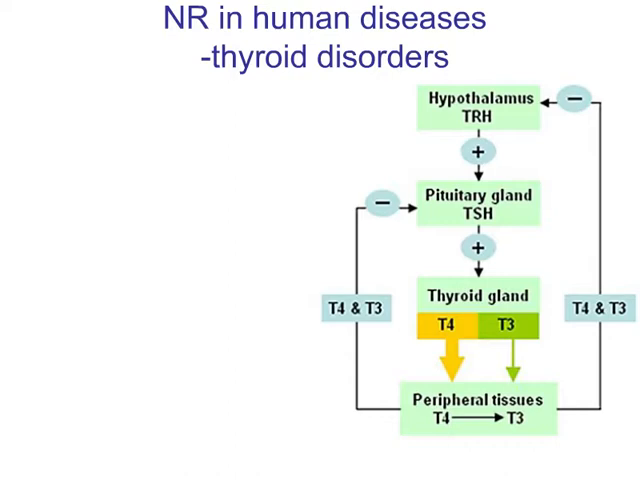Thyrotropin-releasing hormone, or TRH, from the hypothalamus stimulates the anterior pituitary gland to secrete thyroid-stimulating hormone, or TSH, sometimes called thyrotropin. TSH then stimulates the thyroid gland to produce T3 and T4. Thyroid hormones then inhibit the release of TRH from the hypothalamus and TSH from the pituitary via negative feedback loops. A deficiency of thyroid hormone production results in hypothyroidism.